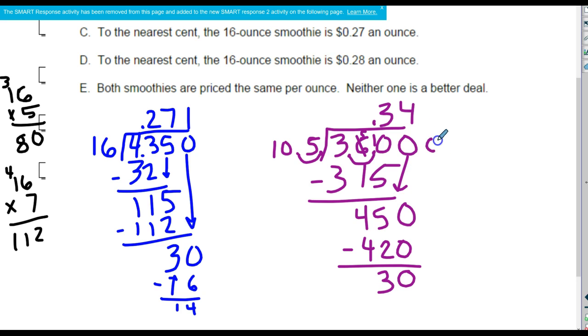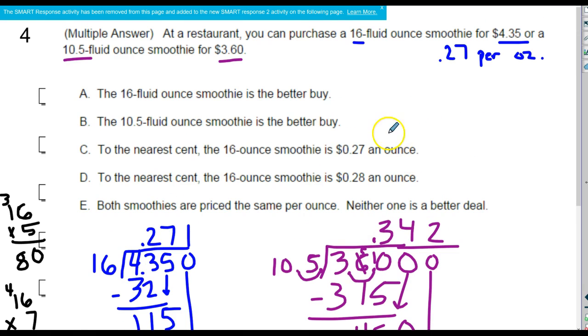30. I'll add my 0. I'll bring it down. I have 300. 105 goes into 300. You might think 3 times, but remember 3 times 105 is 315, so it's only going to be 2 times. Now this is the point here where I could continue on going, and this would be 210, and I could subtract, but I actually can stop right there, because this 2 tells the 4 to stay right where it's at. This price, the unit price, is 34 cents. I'm going to go ahead and record that up top here and say the 10.5 fluid ounce one was 34 cents per ounce.